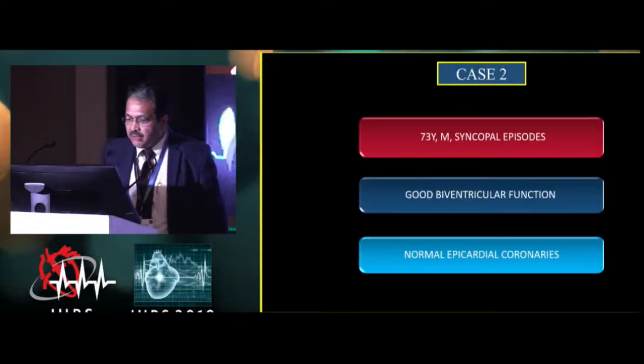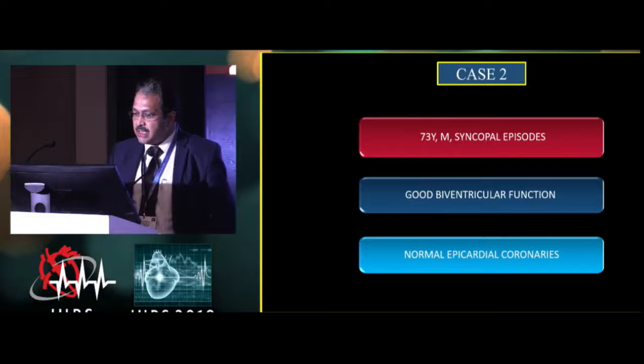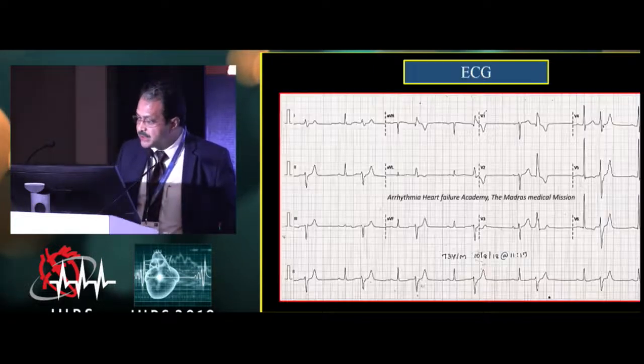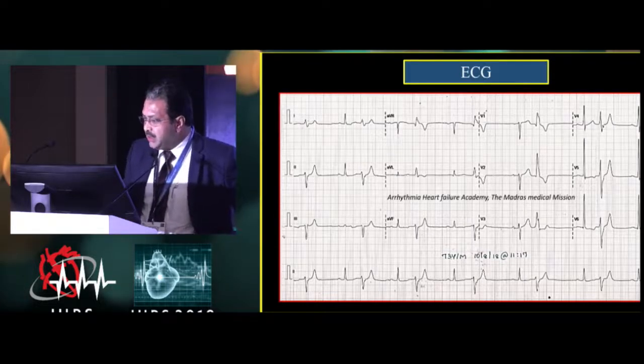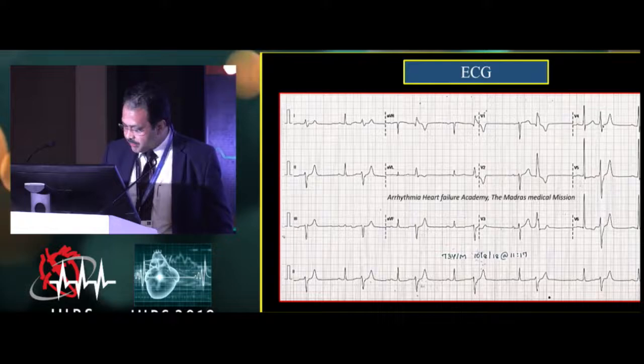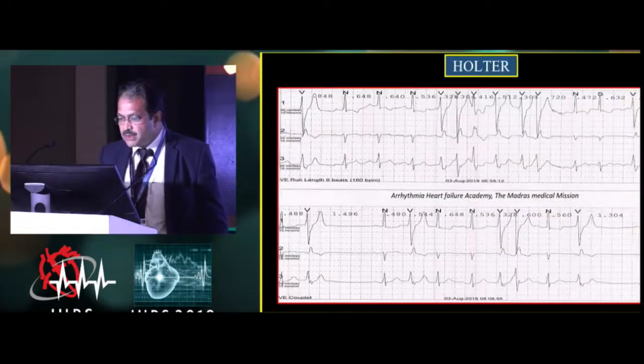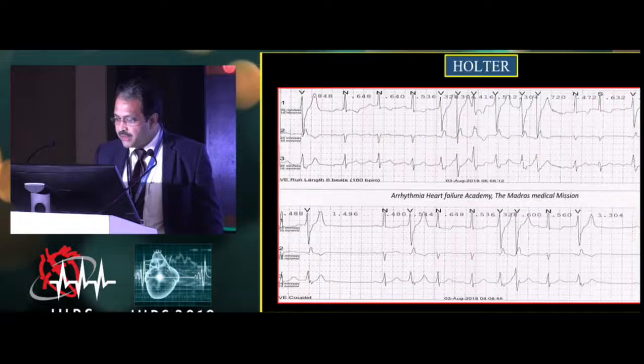Good biventricular function, normal coronaries in an elderly man with syncopal episodes. The PVCs appear to be papillary muscle, atypical RBBB, a little wide on the leftward axis. He had syncopal episodes. Loop recorders showed several episodes of NSVT.